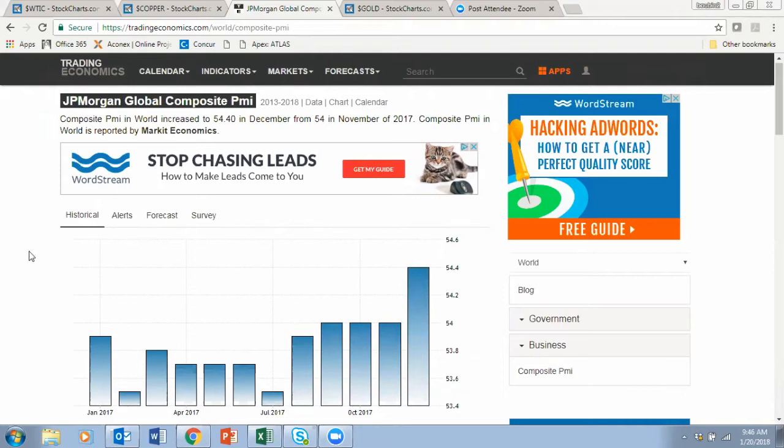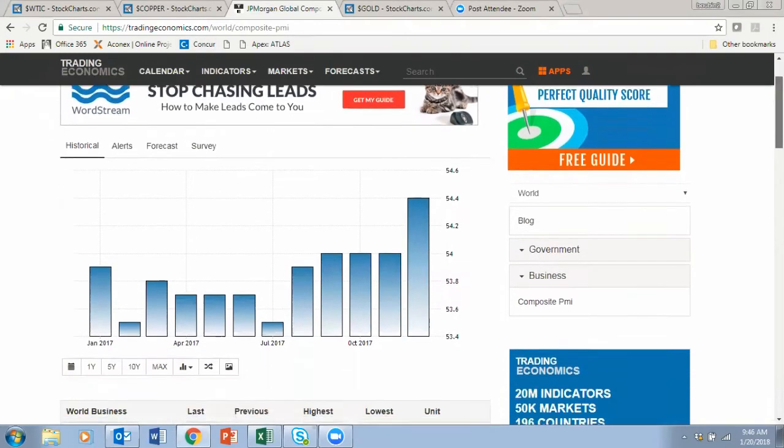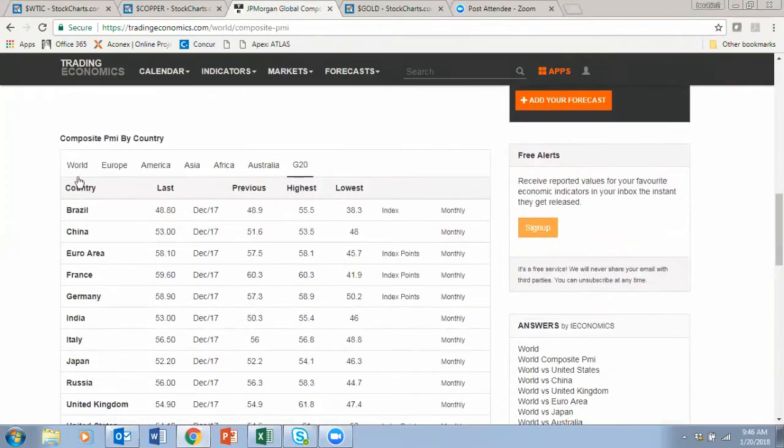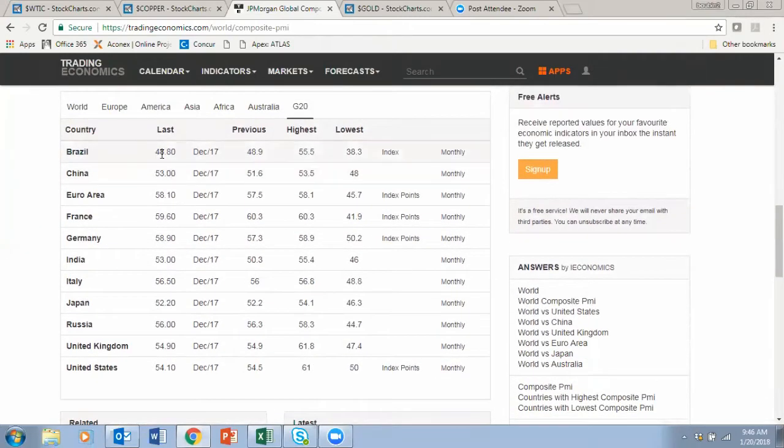So this is the global composite. So this is the entire world. And you can check this out on this website, Trading Economics, it's free. They have every country on there. Here's the PMIs by country. They have, as you can see, the major economies. And if you notice, especially in the European area, it's really booming. It's at 58. France is at 59. These are like generational highs, by the way.